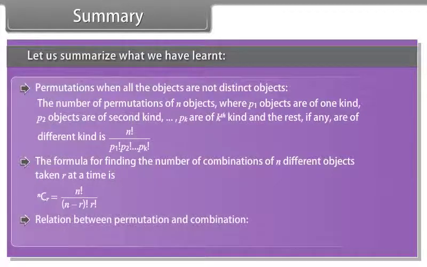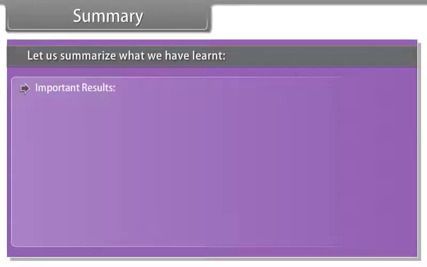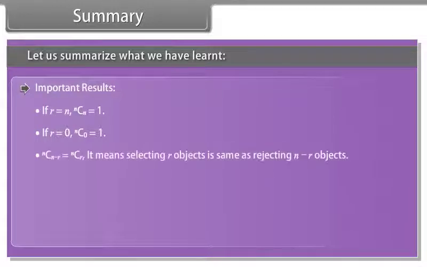Relation between permutation and combination. nPr is equal to nCr into r factorial, where 0 is less than r is less than or equal to n. Important results. If r is equal to n, nCn is equal to 1. If r is equal to 0, nC0 is equal to 1. nC(n minus r) is equal to nCr. It means selecting r objects is same as rejecting n minus r objects.